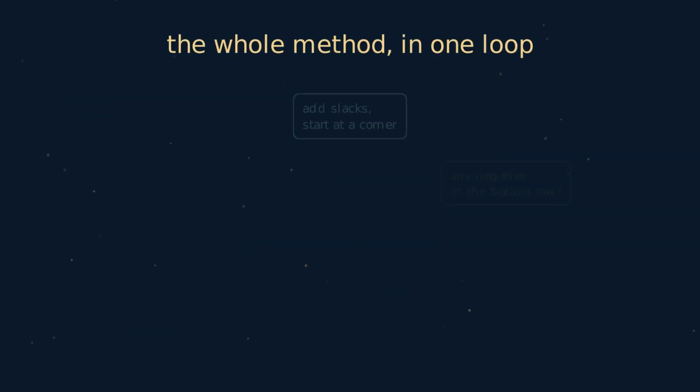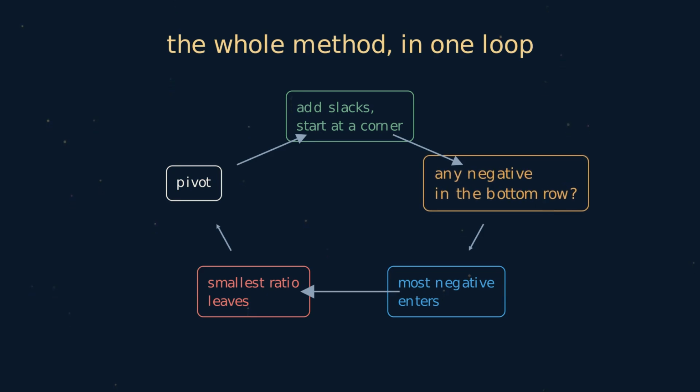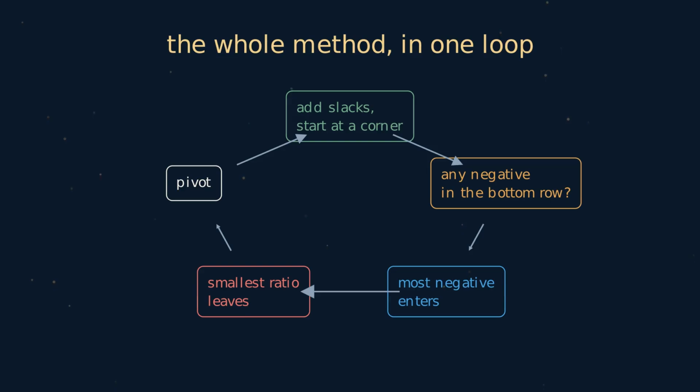Step back and the whole method is a short loop. Add slacks and start at the easy corner. Check the bottom row. If something is negative, the most negative one enters. The smallest ratio decides who leaves, and you pivot. Then round again. When nothing down there is negative anymore, you fall out of the loop, and the table hands you the plan, the leftovers, and the price of every constraint.